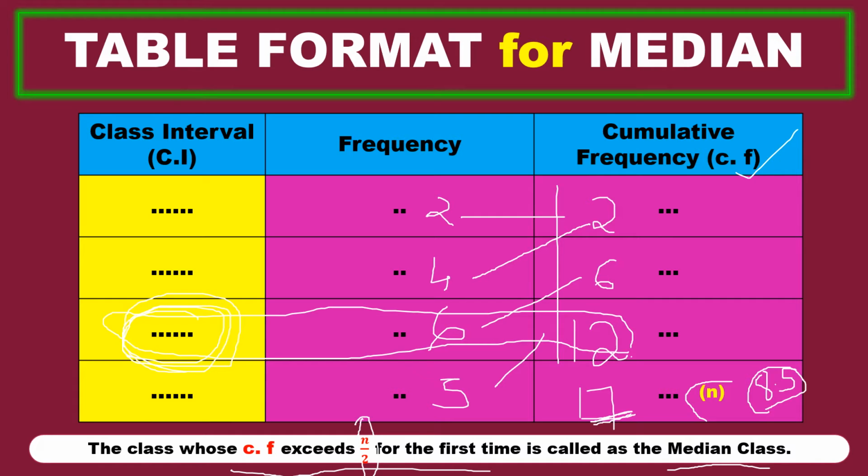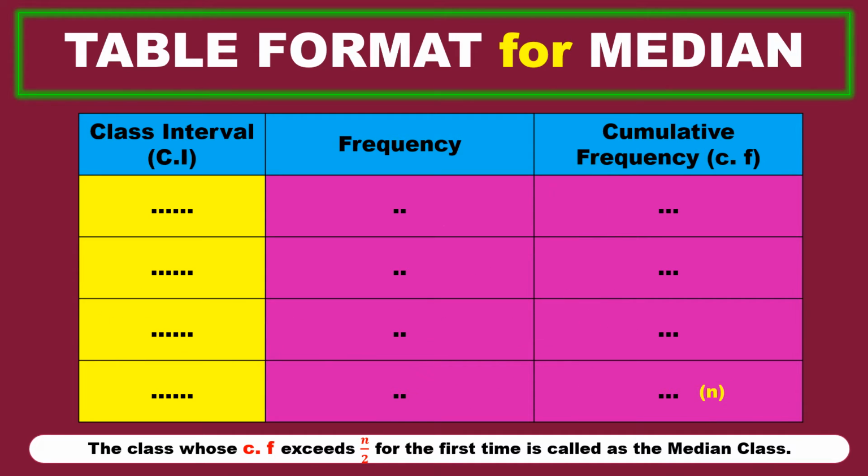We'll do this in the problem, and you'll understand clearly when we do it. First we should find n. When you find all the CFs, you'll get n, the last value. Then the thing you should do is n by 2. After getting this n by 2 value, check which value from CF is greater than this n by 2. Then take that class interval as the median class.